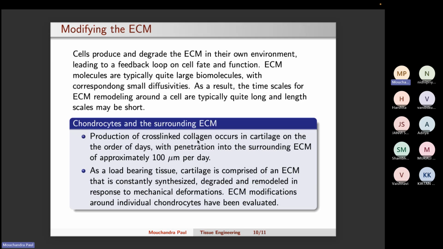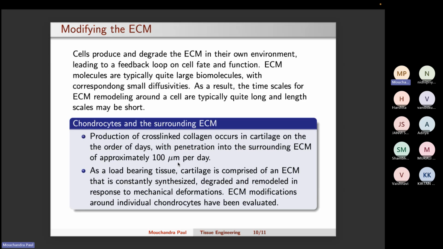So the production of the cross-linked collagen occurs in cartilage on the order of days. It takes days, not a few minutes or a few hours, with penetration into the surrounding ECM of approximately 100 micron per day. So you see, it takes a long time, a few days, and the length scale is also quite small. Slowly, in one day only 100 micron of distance. For that 100 micron the collagen is secreted, and then another day, another 100 micron.